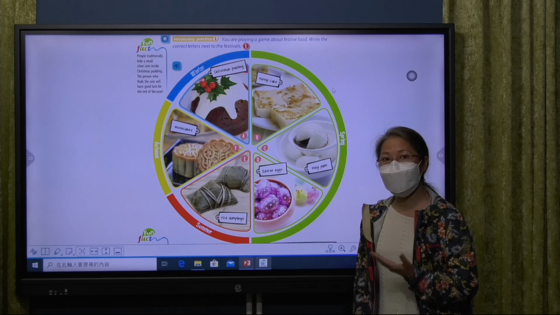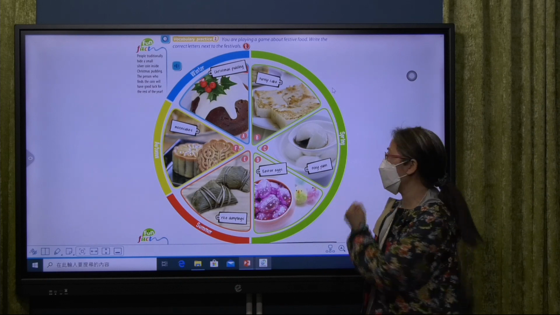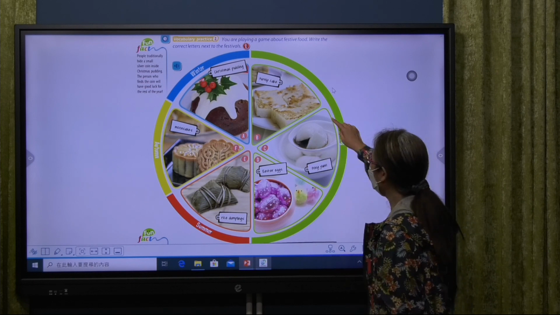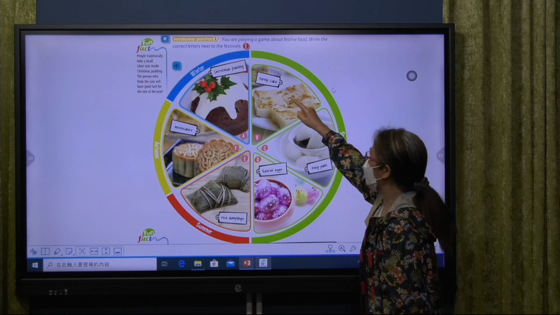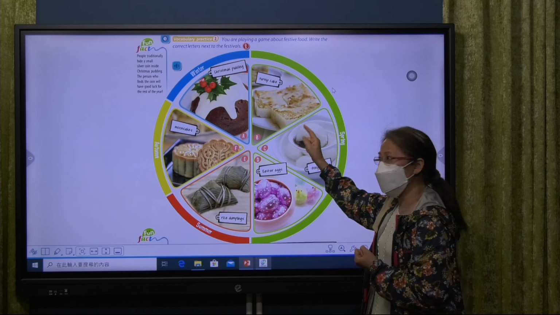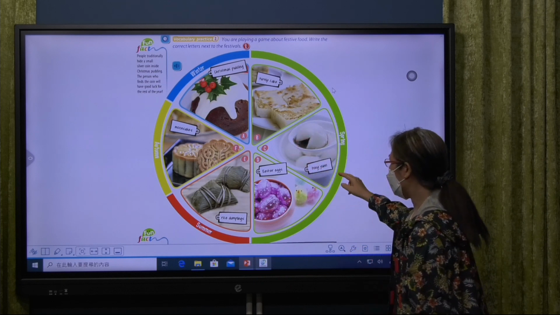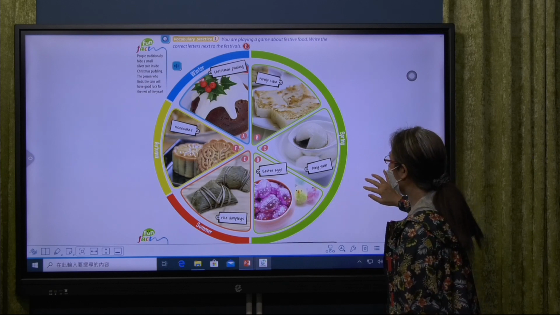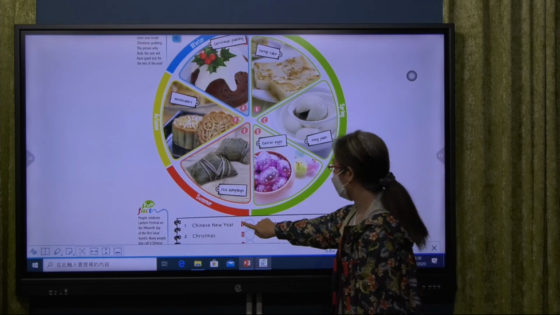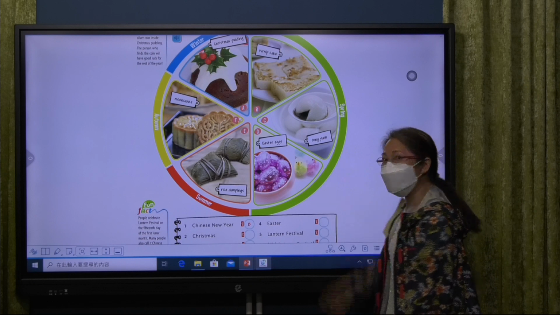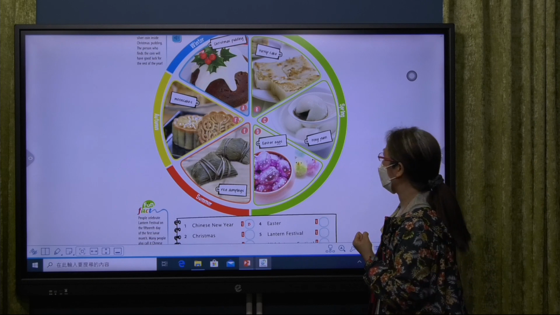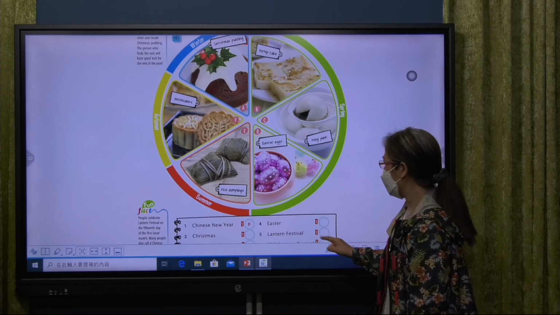How many of them have you eaten? And when do we eat these foods? Cherry cake. We usually eat cherry cake at Chinese New Year. And how about Tong Yun? When do we eat Tong Yun? Usually we eat Tong Yun at Lantern Festival.